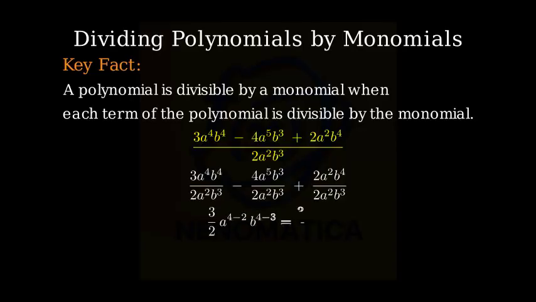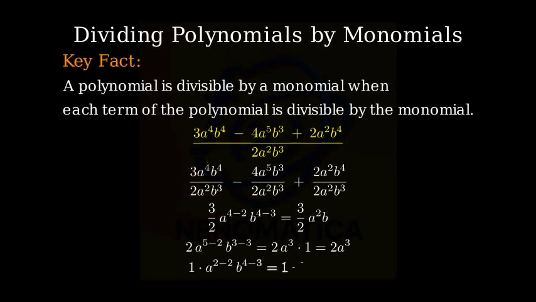For the first fraction, we divide the coefficients. 3 divided by 2 equals 3 halves. Then we subtract the exponents. A to the fourth power divided by a squared gives us a squared, and b to the fourth power divided by b cubed gives us b. So we get 3 halves a squared b. For the second fraction, 4 divided by 2 equals 2, a to the fifth divided by a squared gives us a cubed, and b cubed divided by b cubed gives us b to the power of 0, which is just 1. So we get negative 2a cubed.